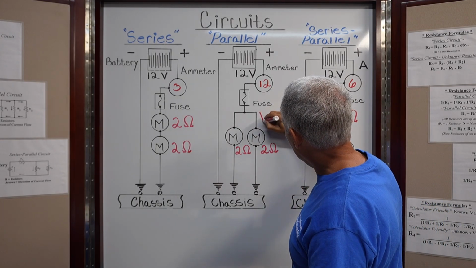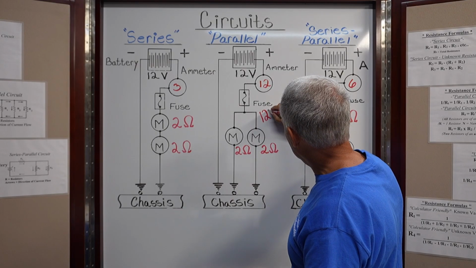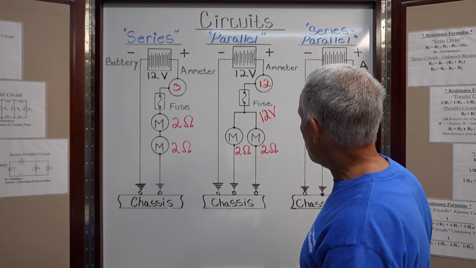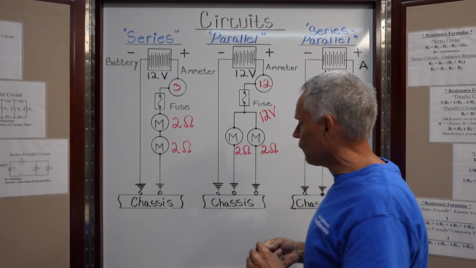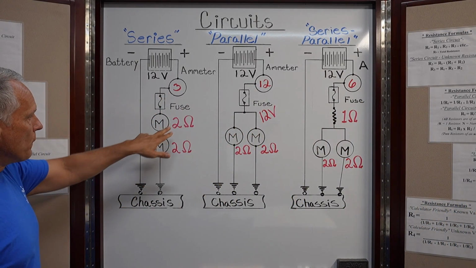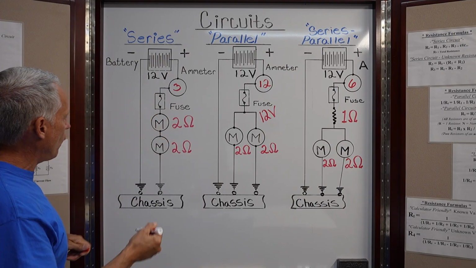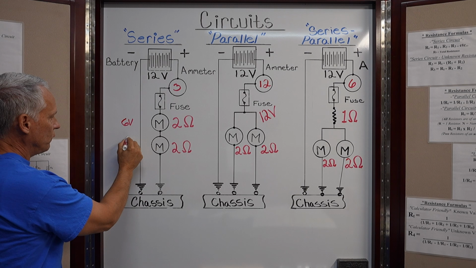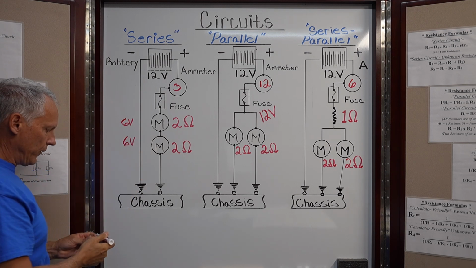This leg, or this splice, or this branch, 12 volts here, 12 volts there, right? In this circuit, we're actually going to have a voltage drop. So our voltage drop across each one of these motors is going to be 6 volts. So we're going to have a 6 volt drop across the first motor, and a 6 volt drop across the second motor, right? They're in series.